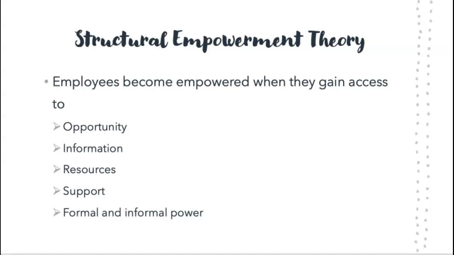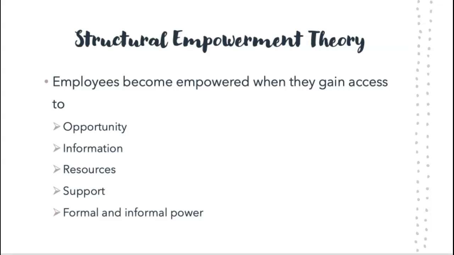Access to opportunity refers to having professional advancement opportunities or opportunities to be involved in organizational activities beyond one's job description. Access to information refers to having the necessary information about aspects of organizational functioning to be effective in the workplace. Access to resources refers to having the resources needed to efficiently and effectively carry out one's work. Access to support involves receiving support to fulfill one's job responsibilities and engage in relevant decision-making.